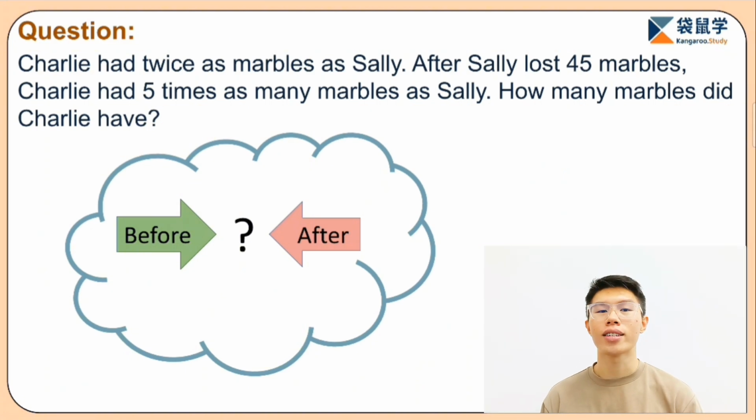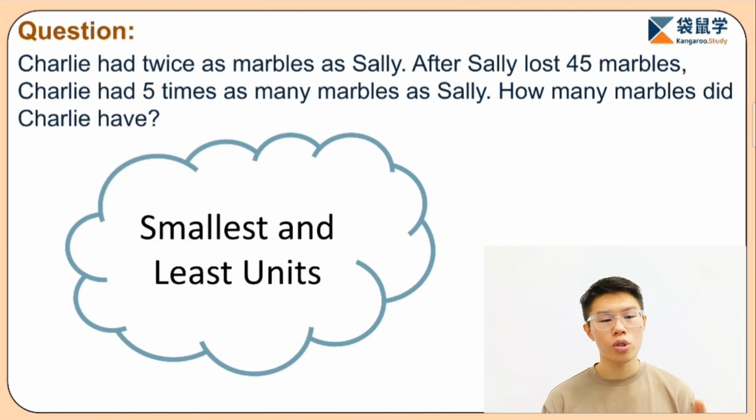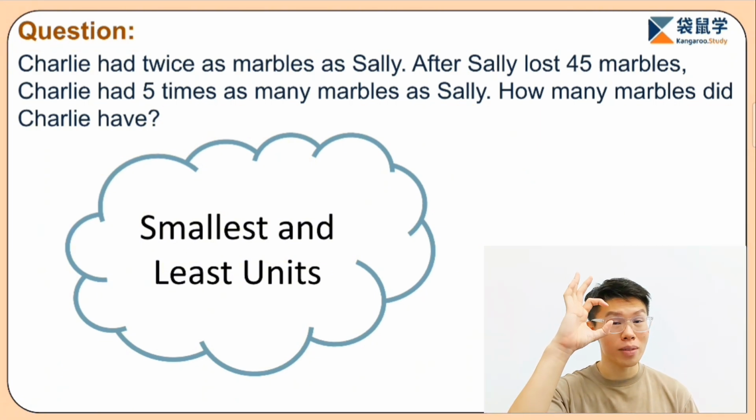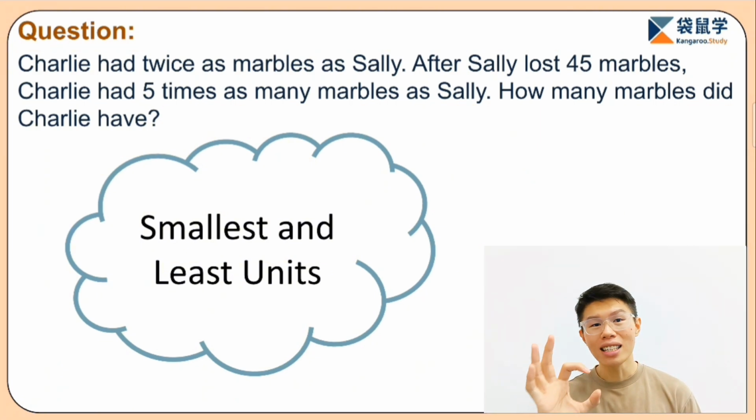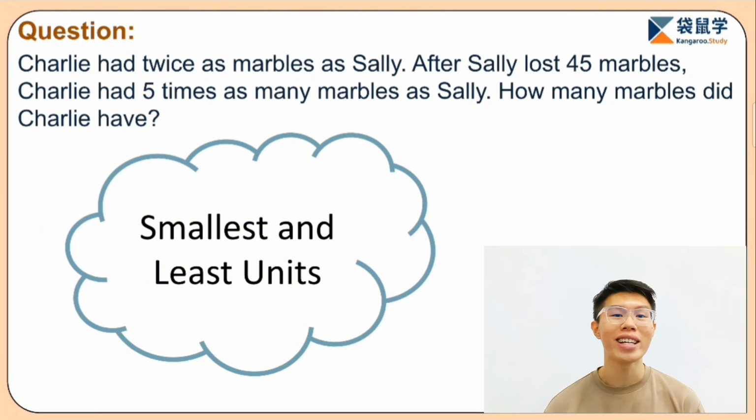Let me give you a hint. We always try with the smallest and least units. Why? Because after you set 1 for the smallest, for the others, you're going to draw more units. So it's going to be very convenient to start with the smallest and least units.